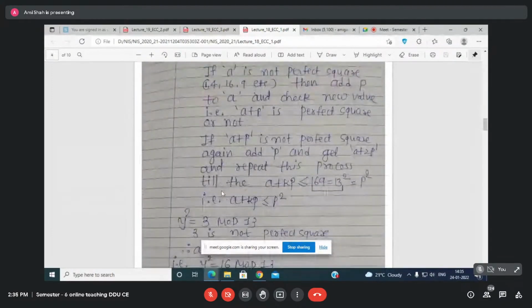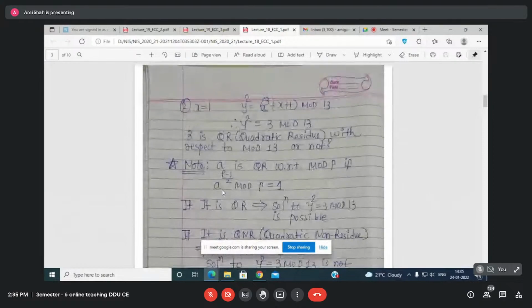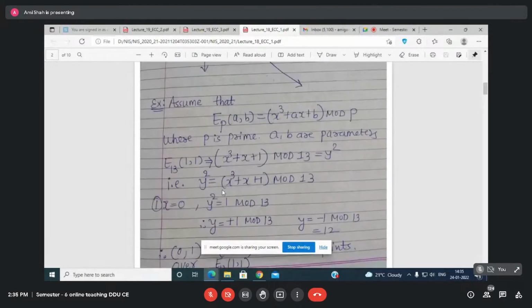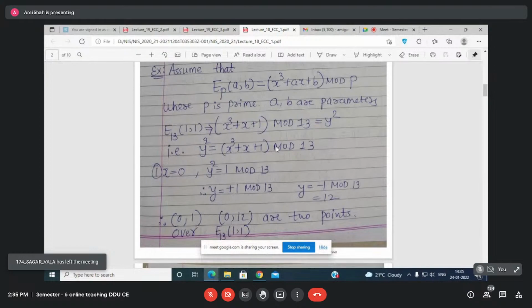Now, in the last class, I discussed how to find the points if this type of equation is given to you. If I want to find the different points over this curve, let's say this type of question is given to you: E13(1,1), where a is 1 and b is 1, and the value of p is 13. So in that, you have to put different values of x.